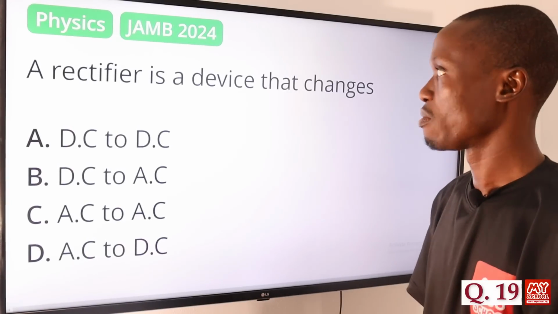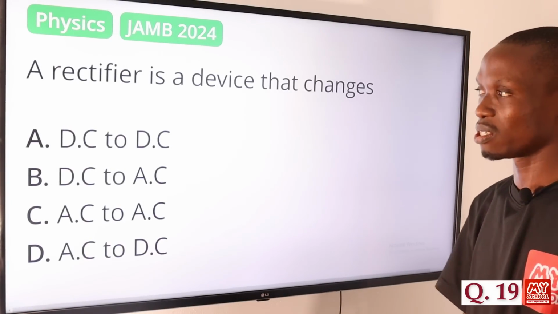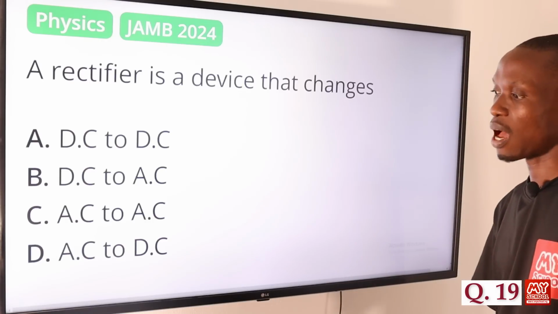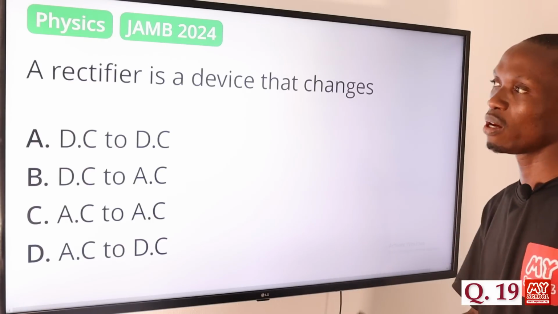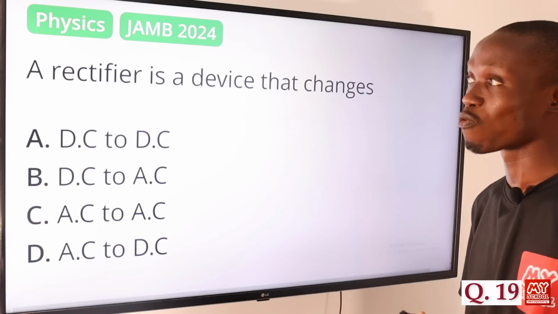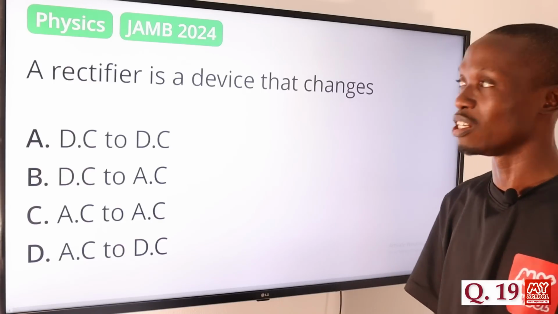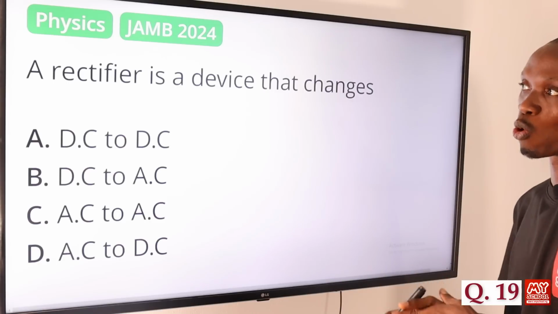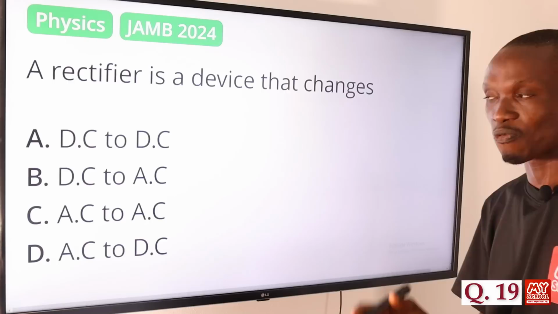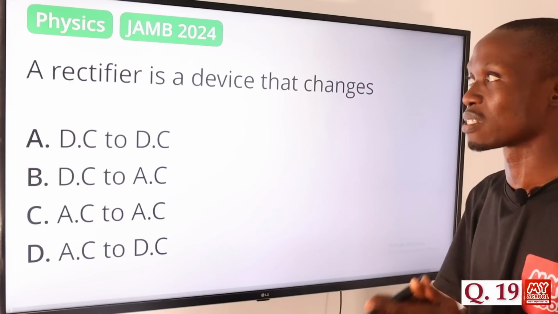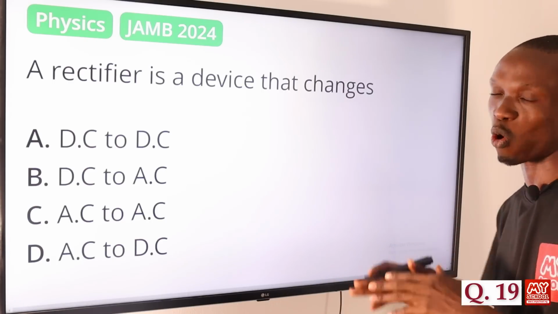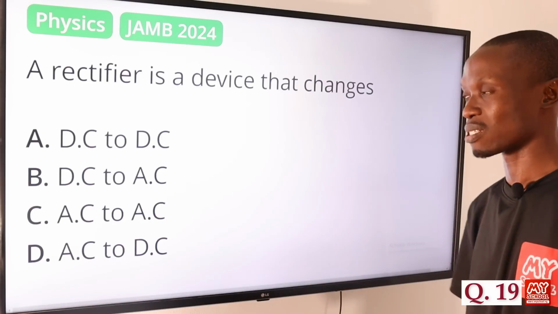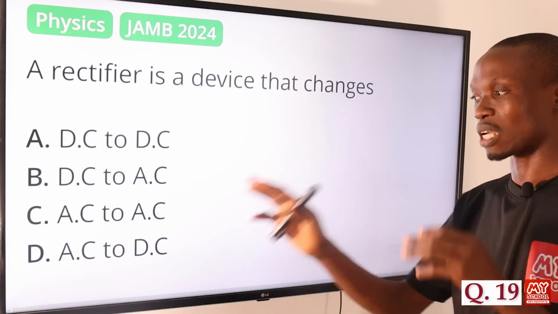Question 19. A rectifier is a device that changes A, DC to DC, B, DC to AC, C, AC to AC, and D, AC to DC. A rectifier is a device that enables current to flow in one direction while blocking it in the opposite direction, transforming it from AC voltage to a form of DC voltage suitable for different applications. So in essence, a rectifier actually changes alternating current to direct current. That makes option D the correct answer to this question.